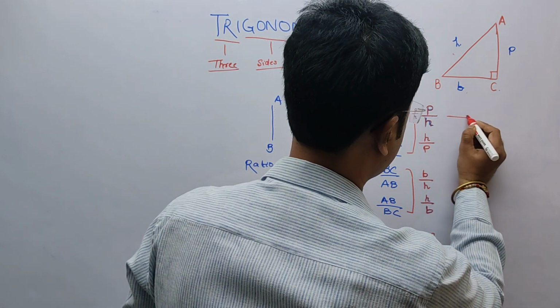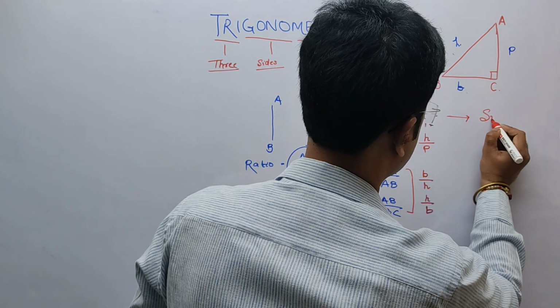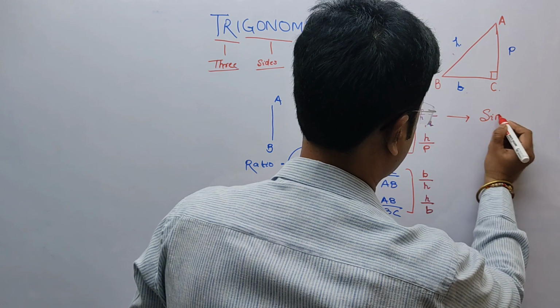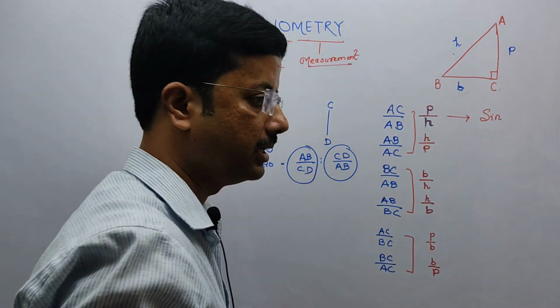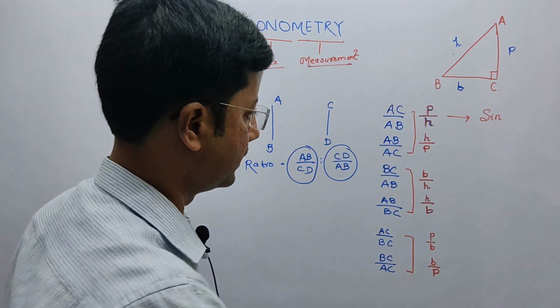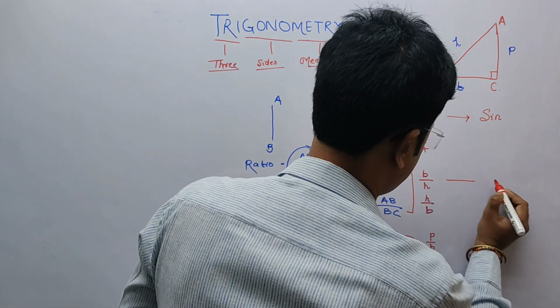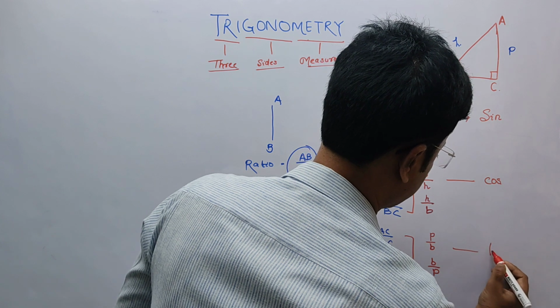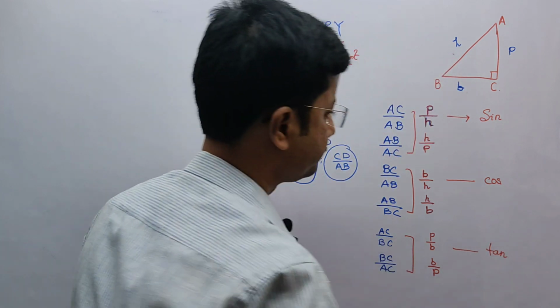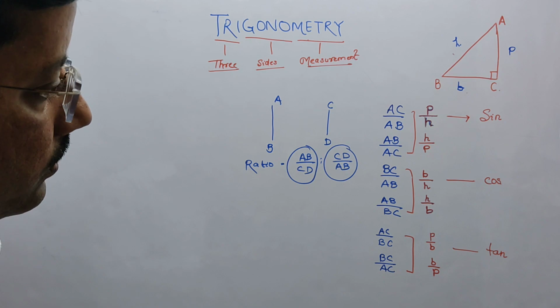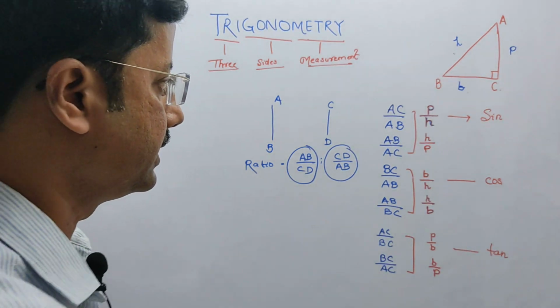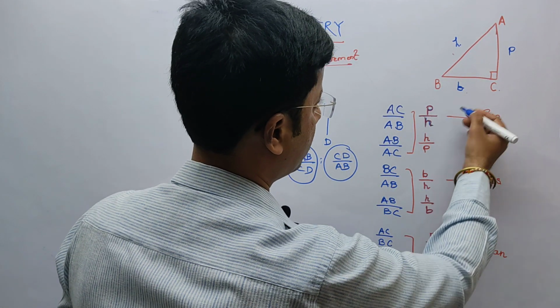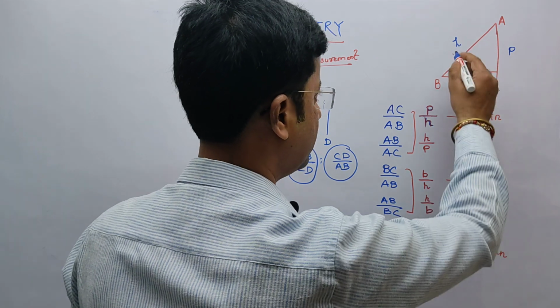This perpendicular upon hypotenuse has been given the name sine. I am not talking about theta because I am not taking any particular angle. This ratio is given the name sine. This base upon hypotenuse is given cos, and this is given the name tan. Okay, sine, cos, tan.